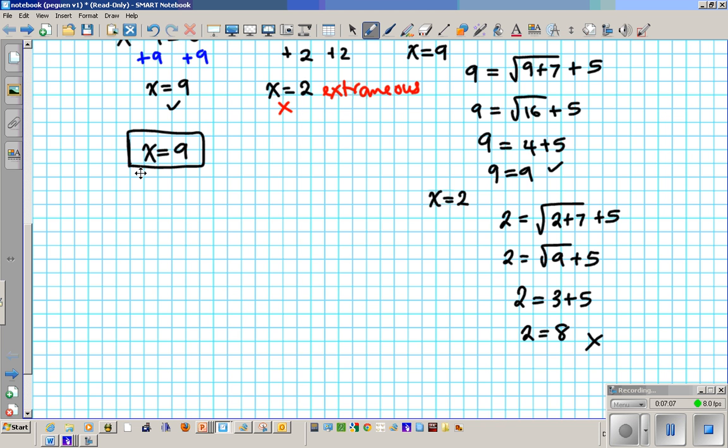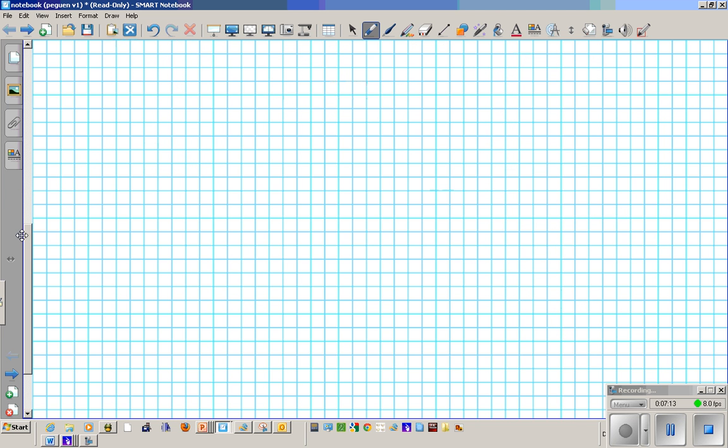Alright, now let's move on to another example. Let's take a look at the following scenario. Example 2. Solve the cube root of t minus 2 equals 2.